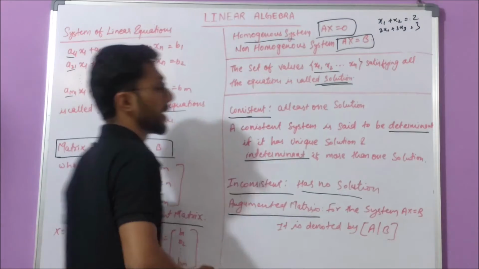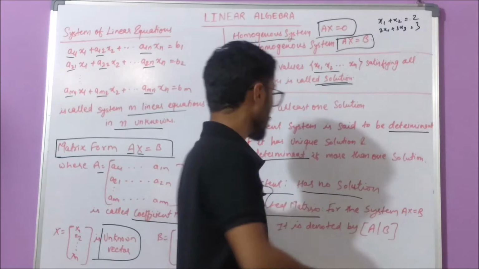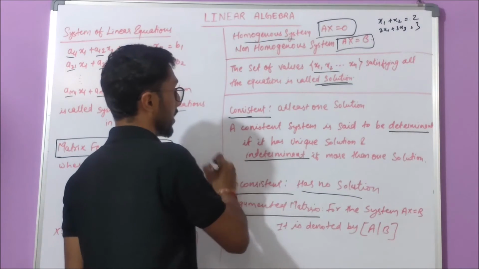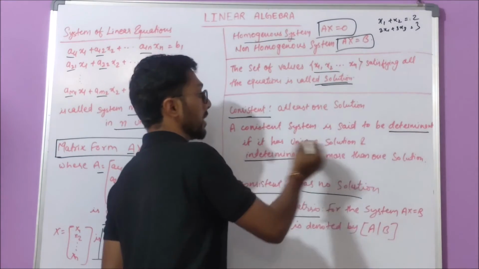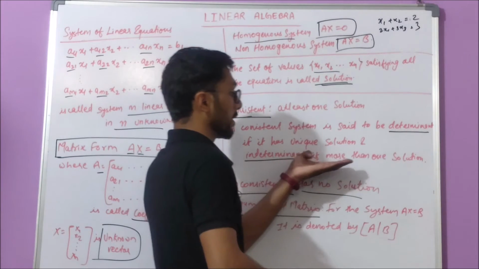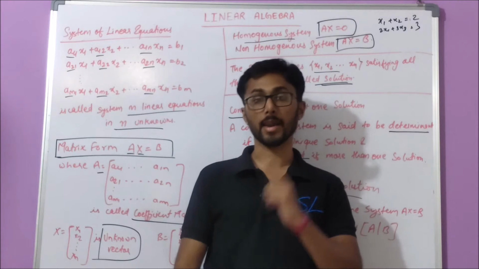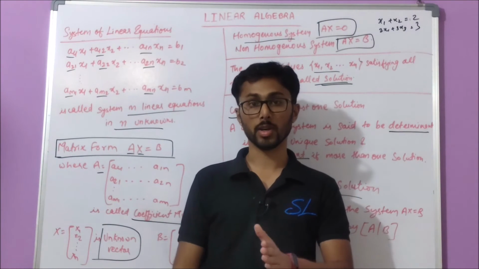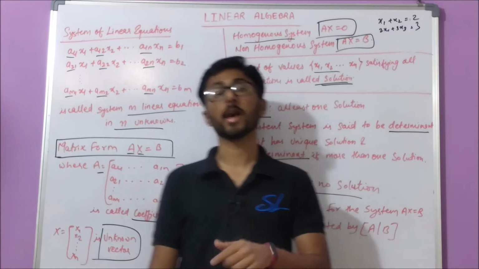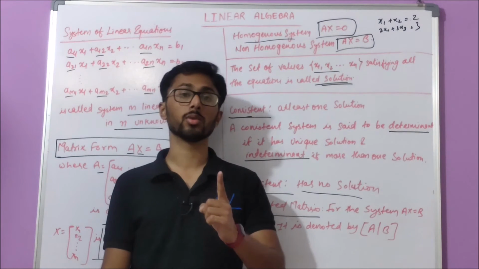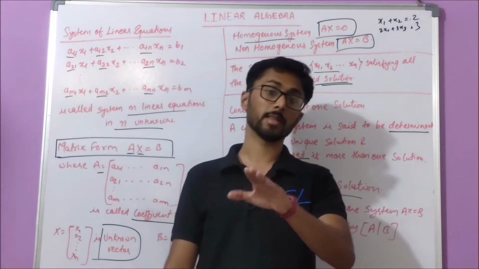So in a consistent system, at least one solution is there which satisfies these equations. Now in a consistent system, if the solution is unique, then we call the system determinate, and if it has more than one solution, then it is called an indeterminate system. So there are two types of solution: consistent and inconsistent. In consistent there is at least one solution, and in inconsistent there is no solution. And in consistent, if there is only one solution, then it is called determinate, and if there are more than one solution, then it is called indeterminate.